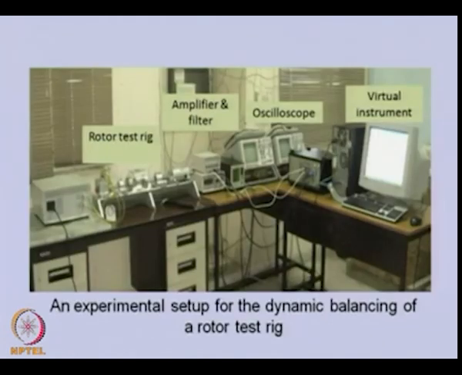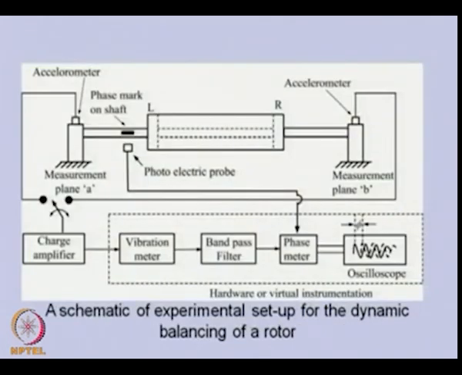This is basically the experimental setup of a rotor test rig. You can see this is a two disc rotor system, and various instrumentation like amplifier, filter, oscilloscope and virtual instruments for data processing will be required. In fact, with an oscilloscope itself we can balance it, but if we want to automate, we can use virtual instrumentation for this purpose. The line diagram of the various instrumentation is like that. So this is a rotor.